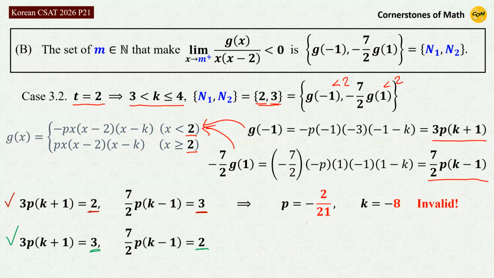Notice that the first case gives negative values for both p and k, making this an invalid case. The second case gives p and k values that satisfy our range conditions, which is that p must be positive and k belongs to this range. So we have finally found the valid case.